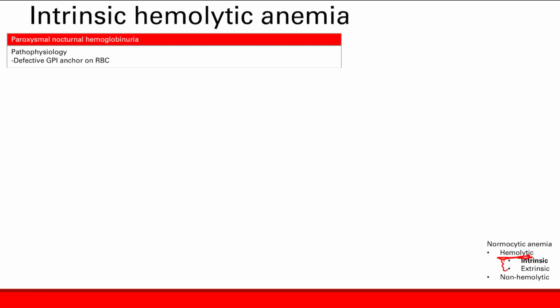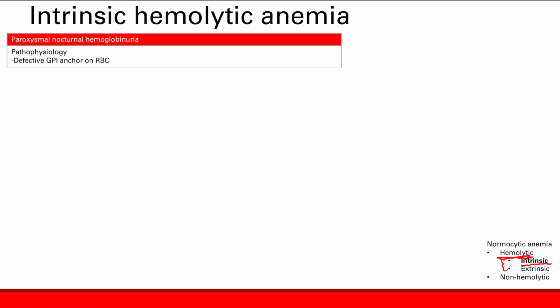That just helps you understand the pathophysiology a little more. And we're gonna look at the intrinsic causes. We said intrinsic causes. What did we say? It was an inherent problem with the red blood cell. Okay. So there's going to be a few we're going to talk about. The first one is going to be paroxysmal nocturnal hemoglobinuria.